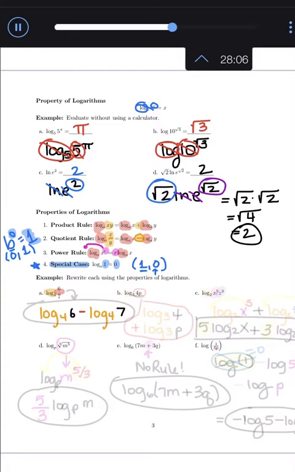That's it. And you're done. You can't do anything beyond that. That's all they wanted you to do. So our final answer is that you can rewrite it as log base 4 of 6 minus log base 4 of 7.